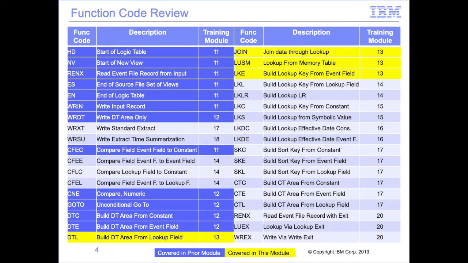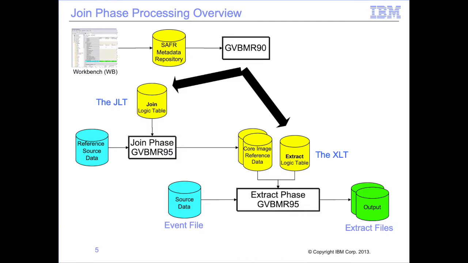The prior modules covered the function codes highlighted in blue. Those to be covered in this module are highlighted in yellow. The performance engine flow changes when joins are performed.